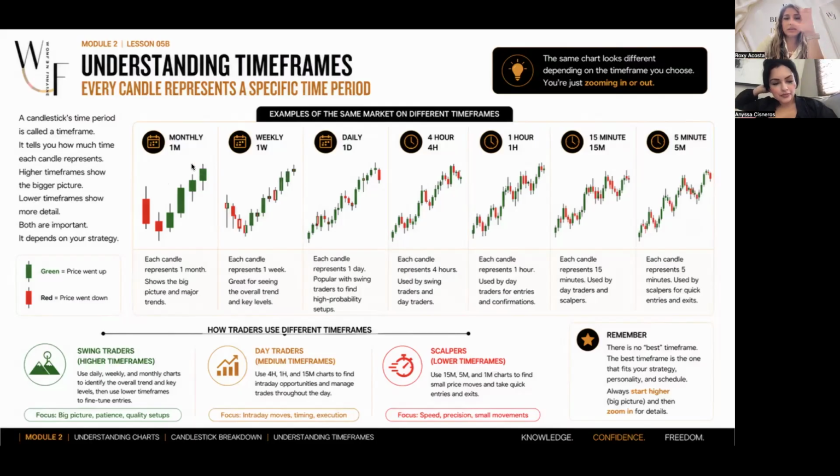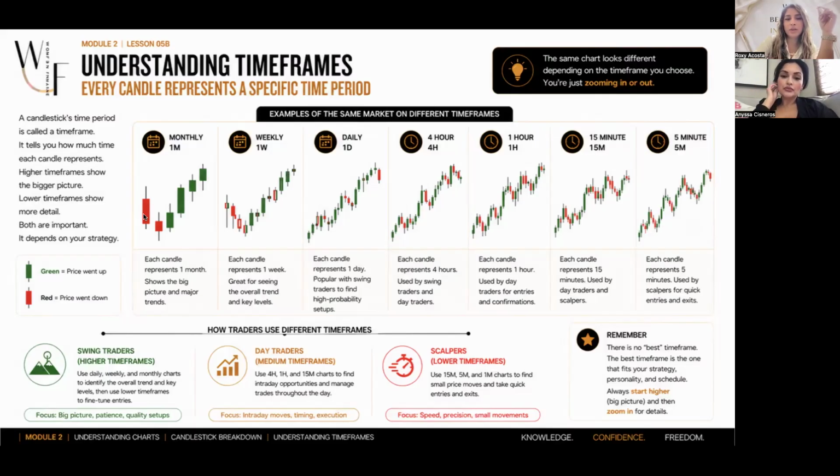Now, same ticker, say SPY. Now we're in the weekly. So each candle represents 1 week. So it's kind of like the month is the average of those candles overall. And when you break it down, you're able to see more.